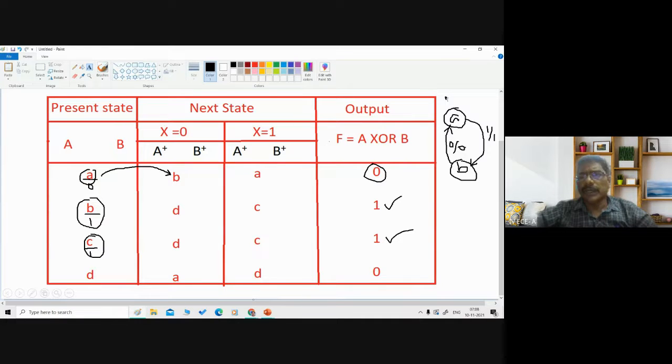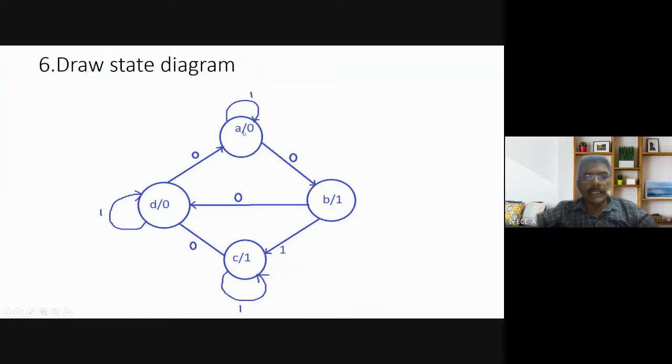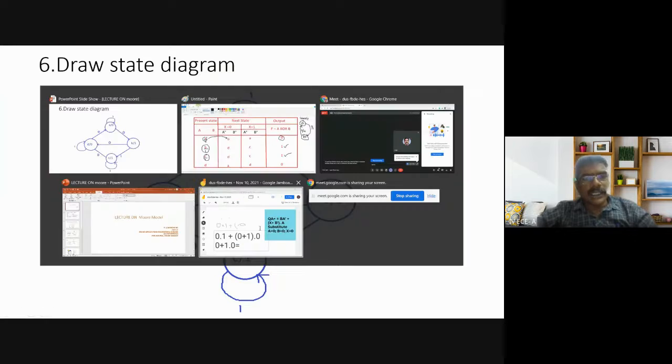So for the Mealy machine, we put the output divided by the input. Whereas in a Moore machine, we put the output in the state itself. So I have put in the state itself A by 0, B by 1, C by 1, and D by 0. So this is the case.